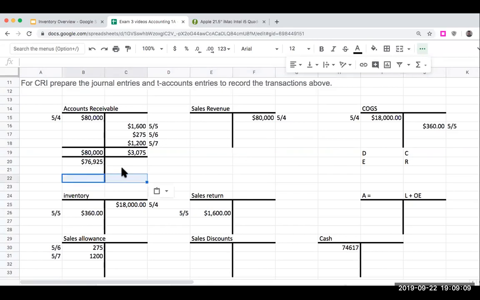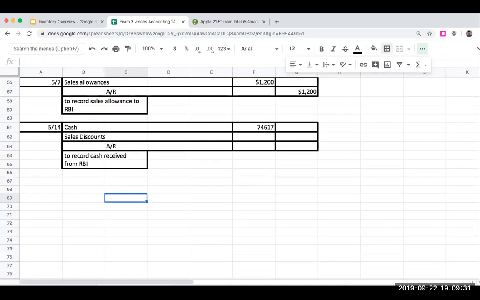This receivable balance needs to go to zero. So in order for that to happen, I need to credit this for 76,925 on 5/14. So my total debits are equal to my total credits in this case, and my balance in accounts receivable is now zero. So I'm going to credit this here for 76,925. And now I've got my last part, which is going to be the amount of my sales discount.